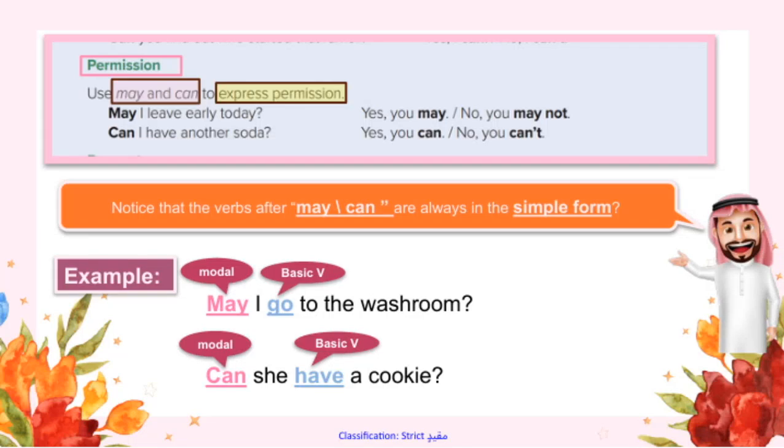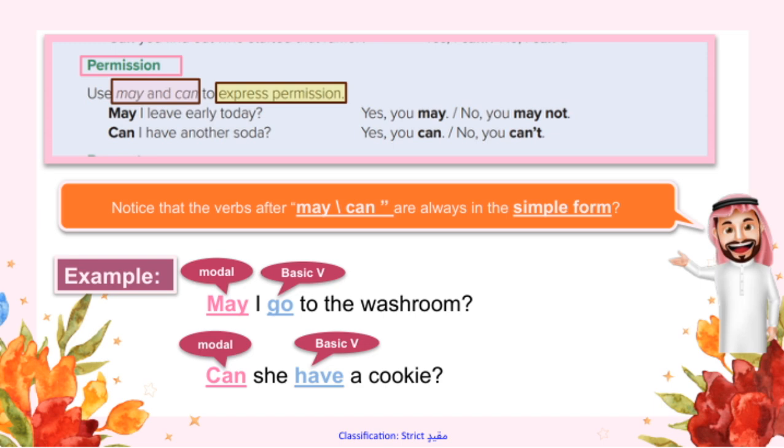Now let's take a look at some basic verbs with modals. For example, we have, can she have a cookie? Here, can is the modal verb, and notice that the main verb have stays in its simple form. This is a key point to remember. When we use modals like can or may, the verb that follows is always in the base or simple form.